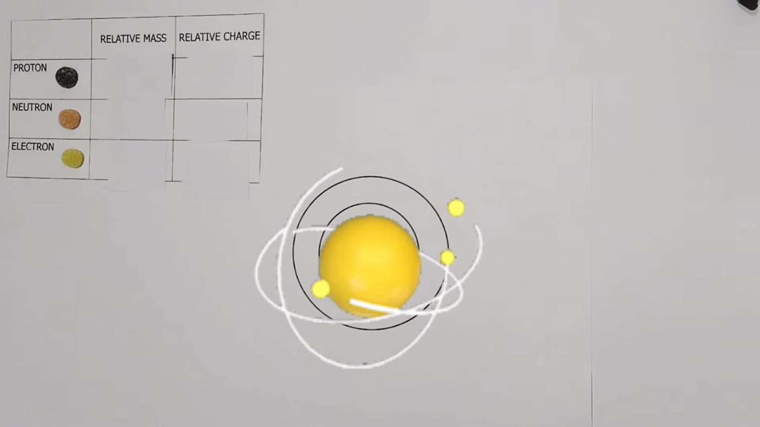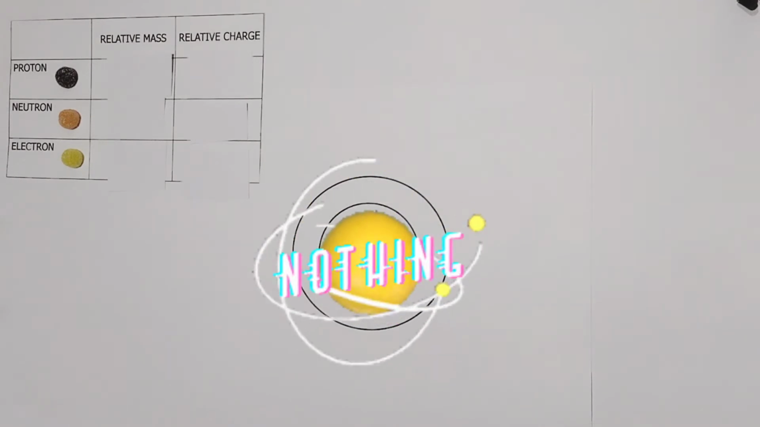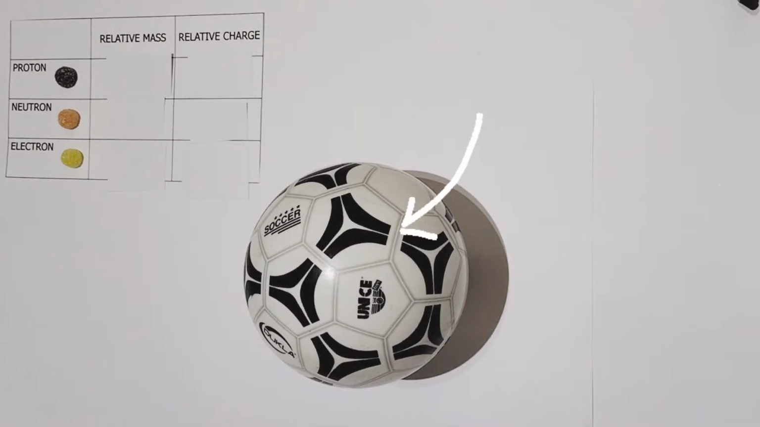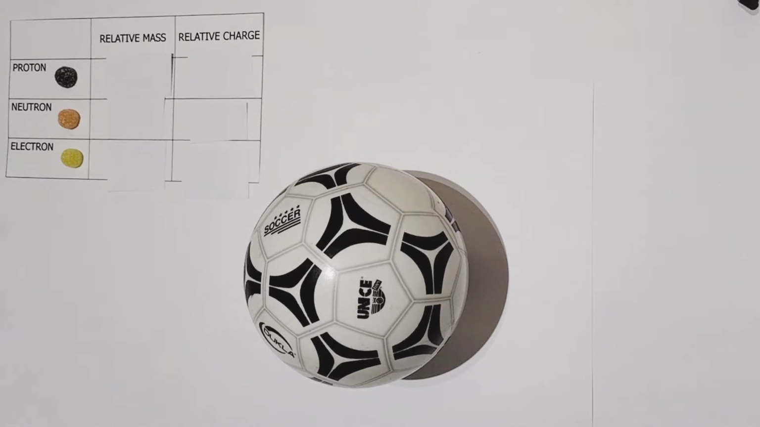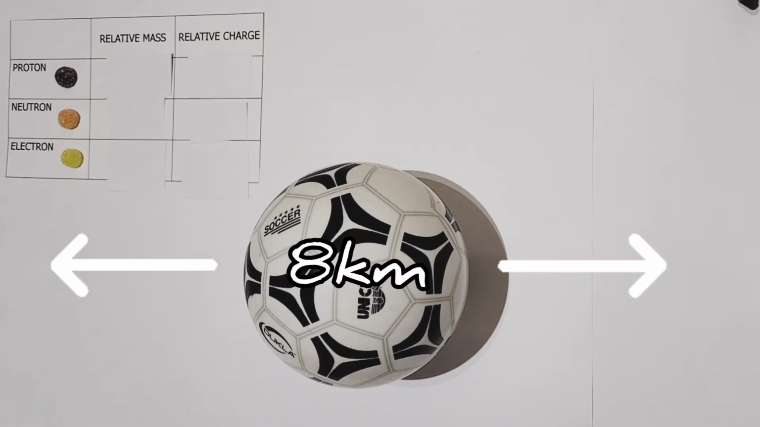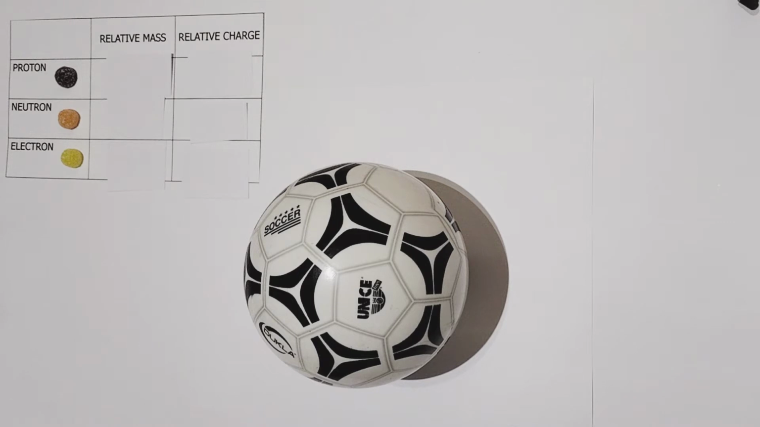And yet atoms are mainly made up of nothing at all. If this ball represented the proton at the center of a hydrogen atom, the single electron orbiting around it would occupy a spherical orbital 8 kilometers wide. So most of the atom is literally nothing.